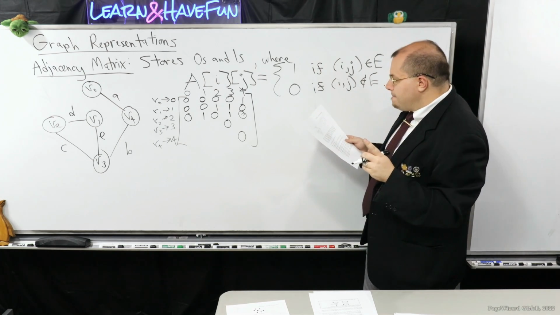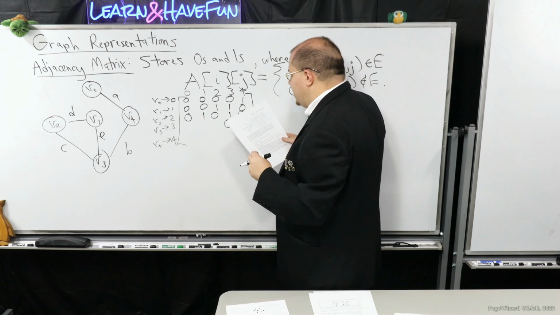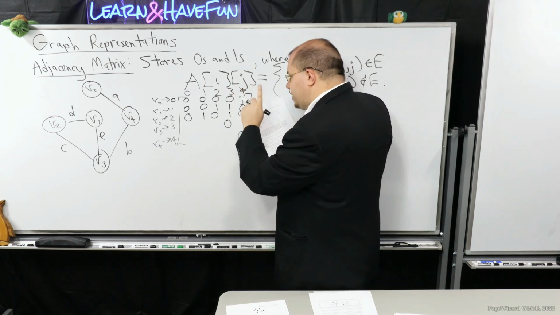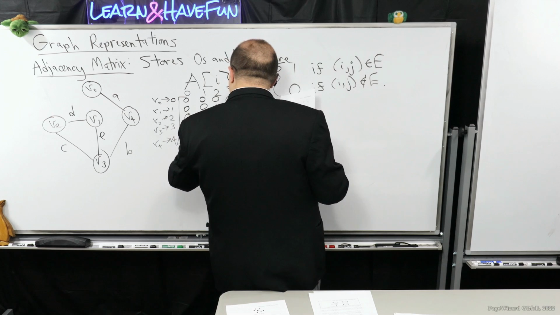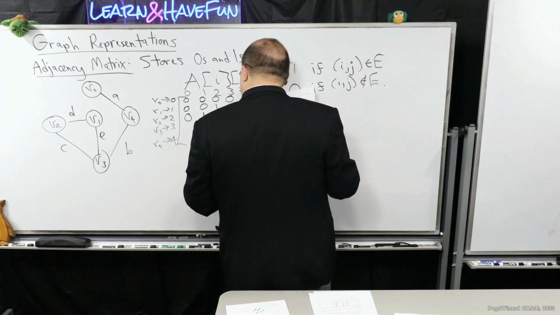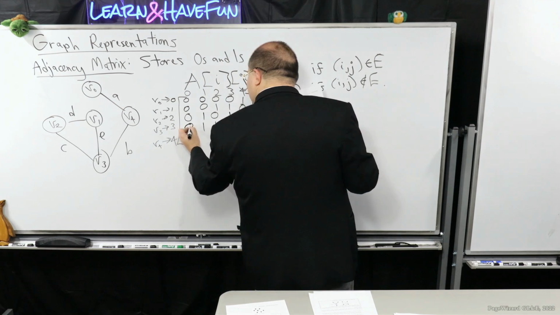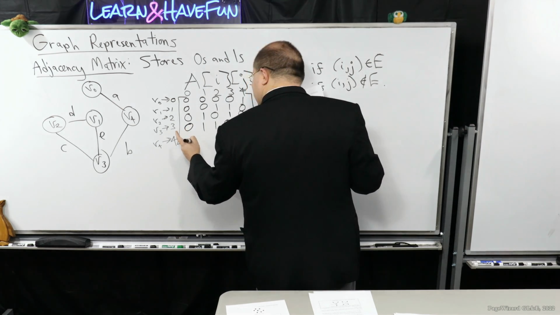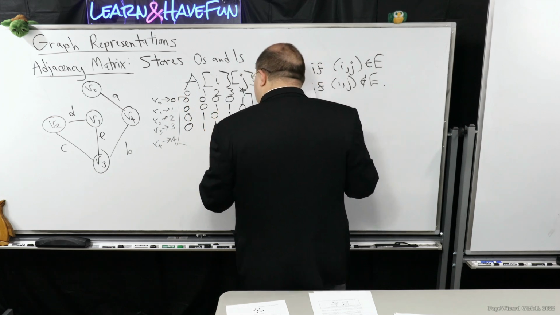So now we've got V3. V3 is adjacent to V2, V1, and V4. It's not adjacent to V... well, let's think about this. V3... it's not adjacent to V0, sorry. Yes.